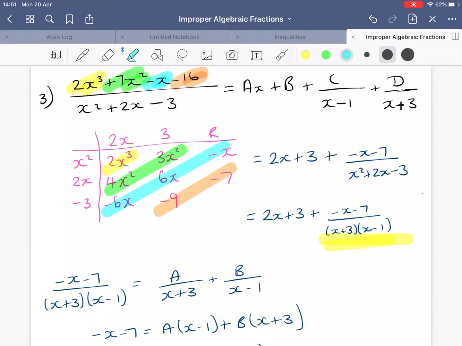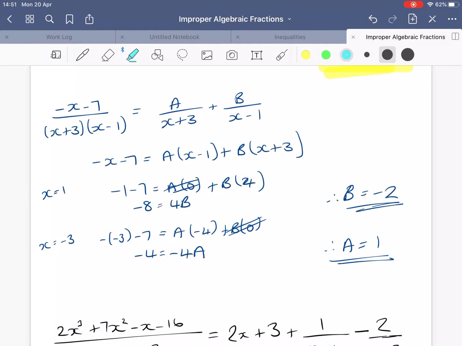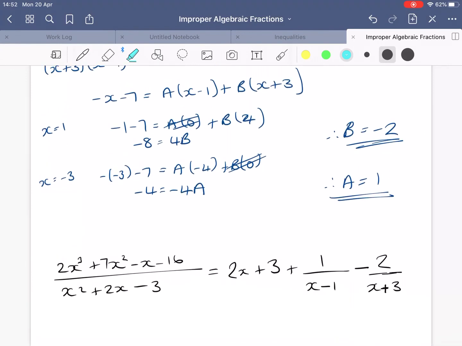Right, number 3, a little bit trickier this one because you've got this cubic over this quadratic. So your remainder is going to be a little bit more complicated to work out. You're going to have more columns to go. But hopefully you got the same division as I got. So that divided by that is 2x plus 3 with a remainder of minus x minus 7. So that remainder still needs to be divided. Do the partial fractions on minus x minus 7 over x plus 3 and x minus 1. And then hopefully you got a similar answer or the same answer as me.